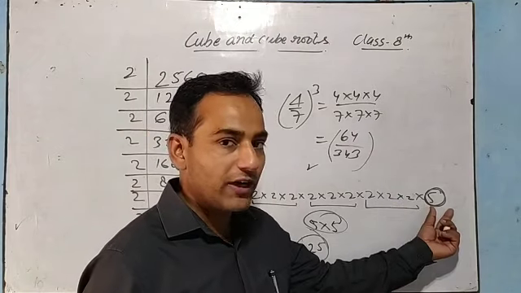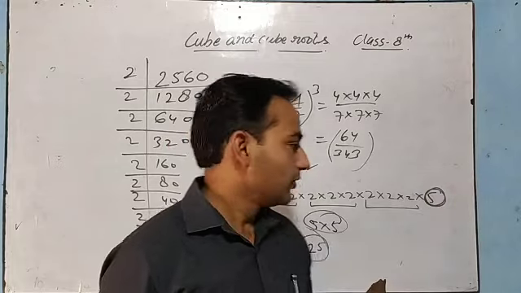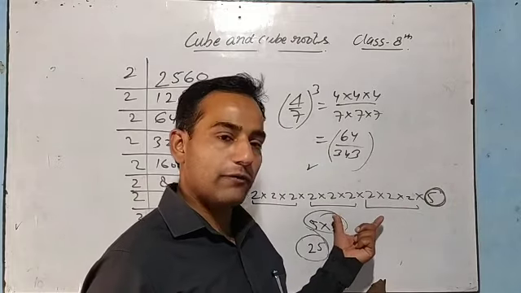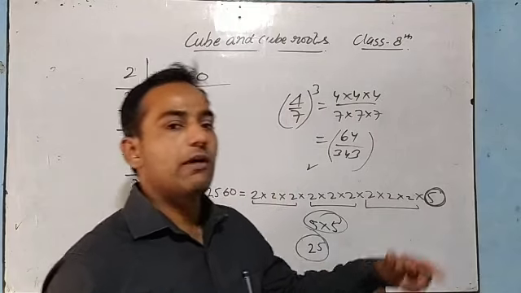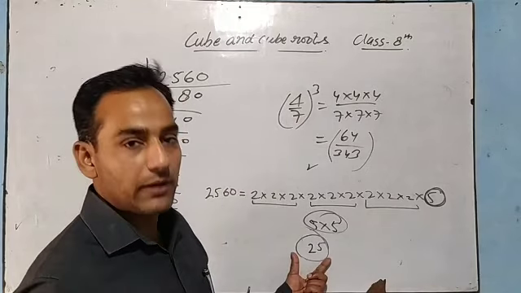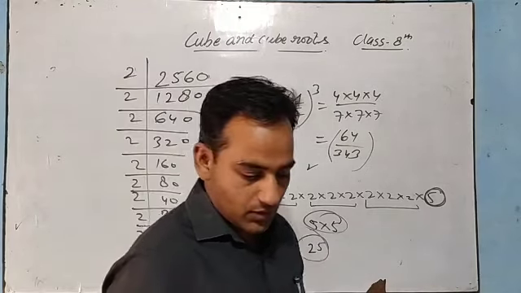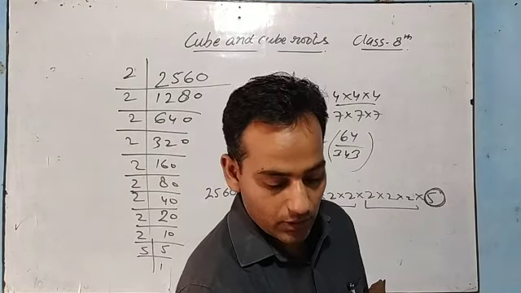क्योंकि केवल एक 5 है आपके पास यहाँ पे, इस 5 को अगर हटा दें तो ये perfect cube हो जाएगा. So to make it a perfect cube, by which number should it be divided? We should divide it by 5. By which number should it be multiplied? We should multiply it by 25. Okay. So this is not all about this.